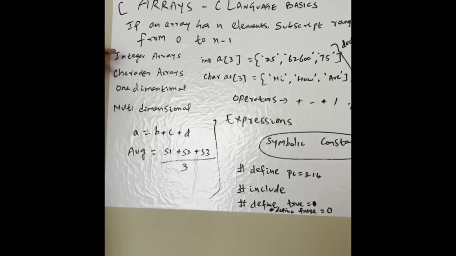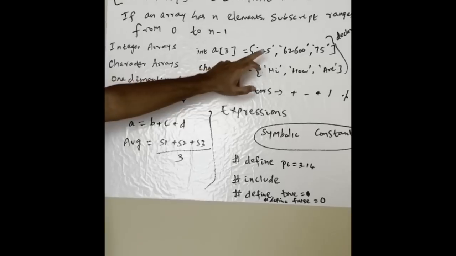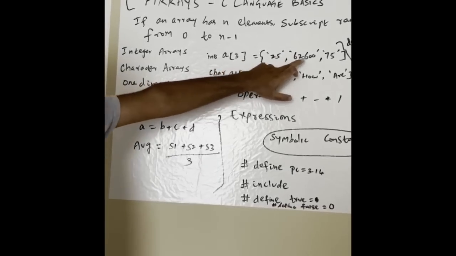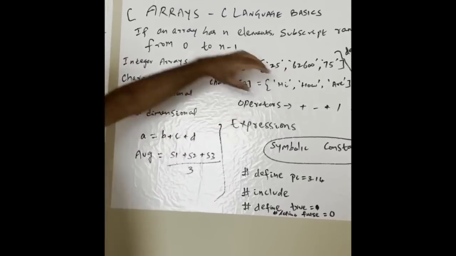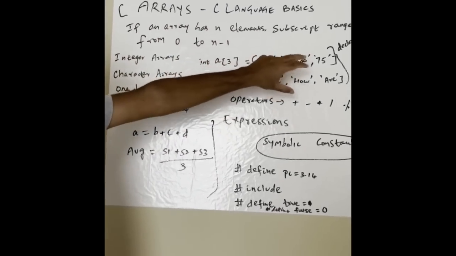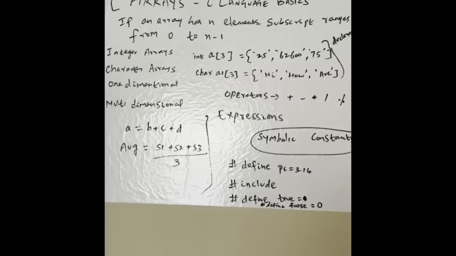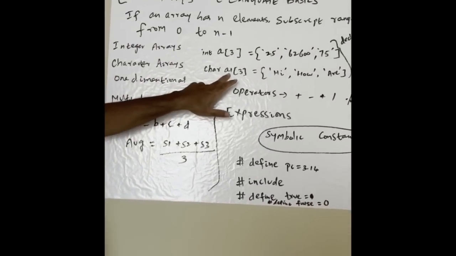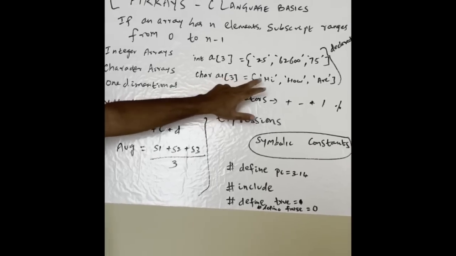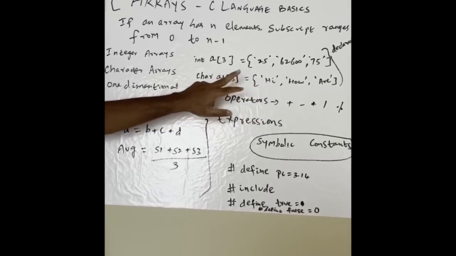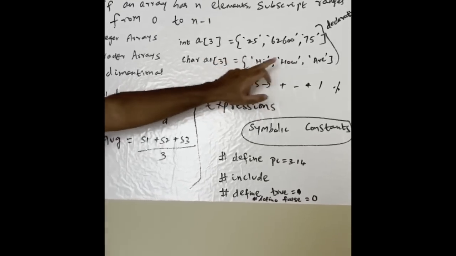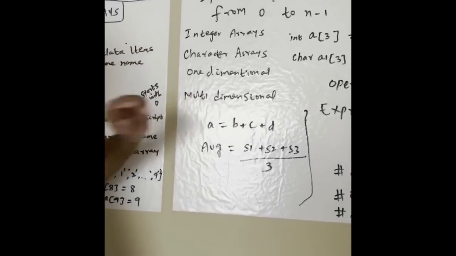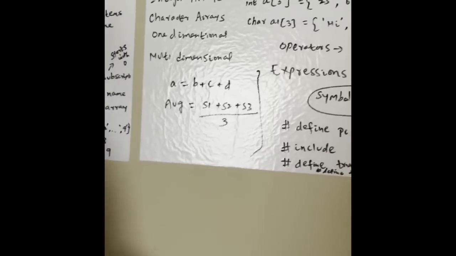These are different examples. Integer arrays: int a of 3 equal to, first number is 25, this is a of 0, a of 1, a of 2. This statement is called a declaration because you're declaring the values inside an array. Character arrays store character data or strings. So A1 is the character array name, A1 of 0 is hi, A1 of 1 is how, A1 of 2 is or. There are one-dimensional arrays and multi-dimensional arrays. We'll talk about it in later lessons.